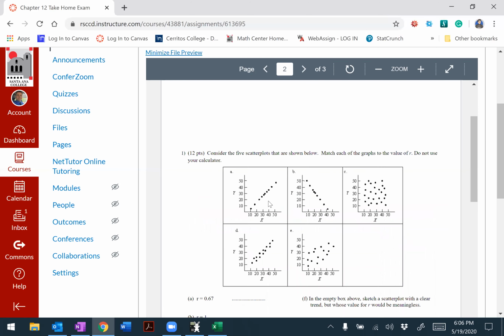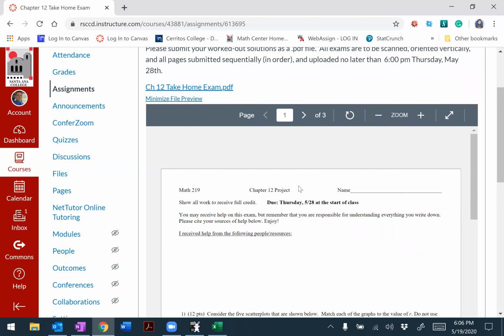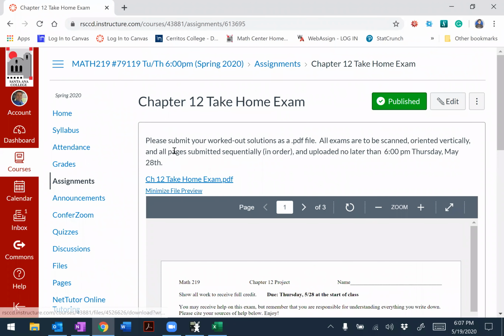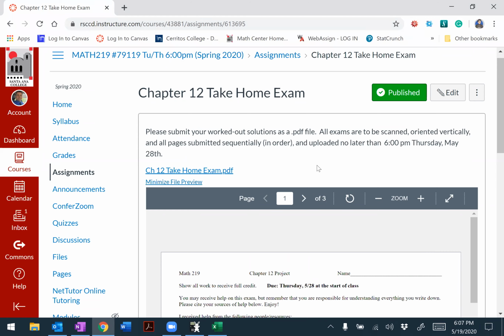What a lot of students do is print this off, work on it, and then take a picture of that and convert the picture to a PDF file, or scan it as a PDF. I prefer it as a PDF. It says, please submit your worked out solutions as a PDF file. All exams are to be scanned, oriented vertically, and all pages submitted sequentially, that is in order, and uploaded no later than 6 p.m. Thursday, May 28th.